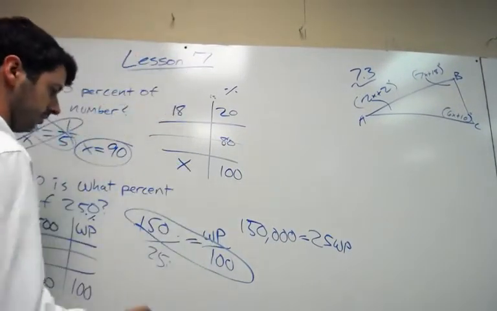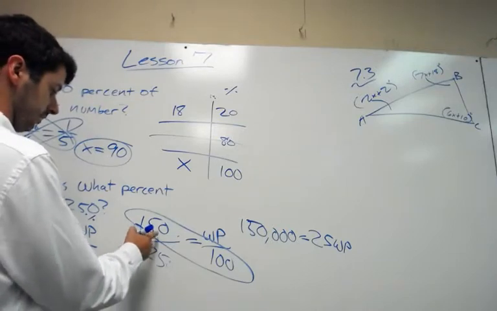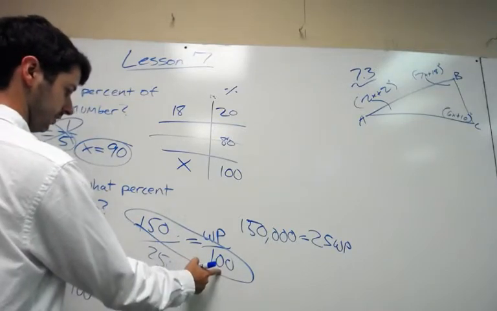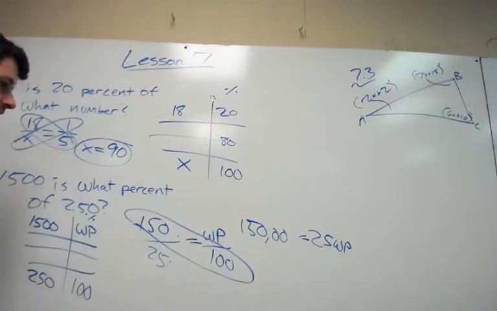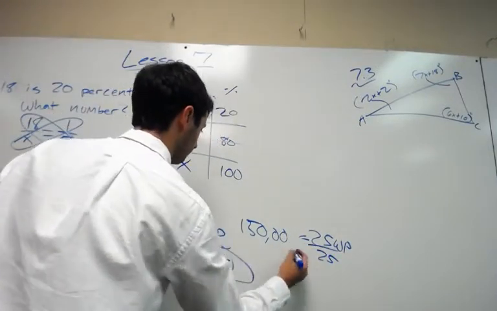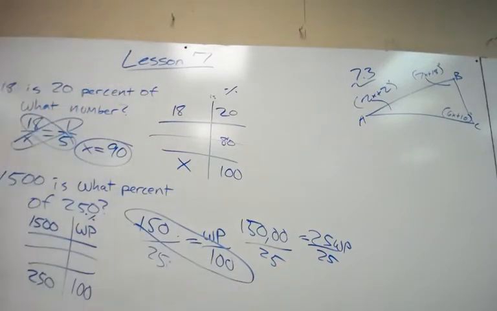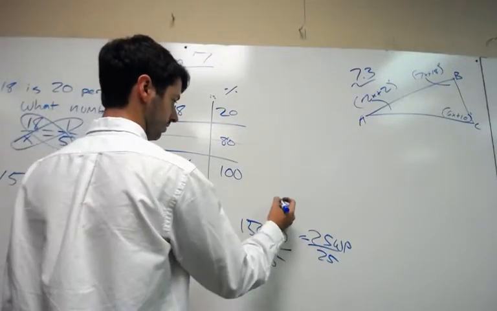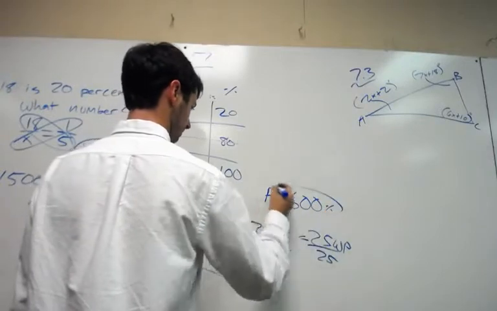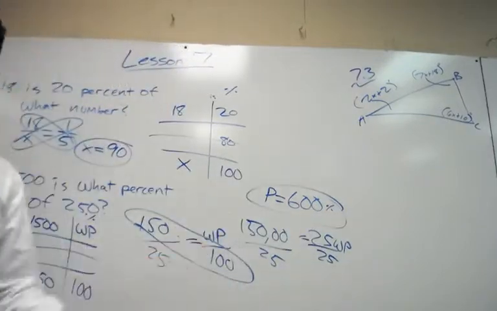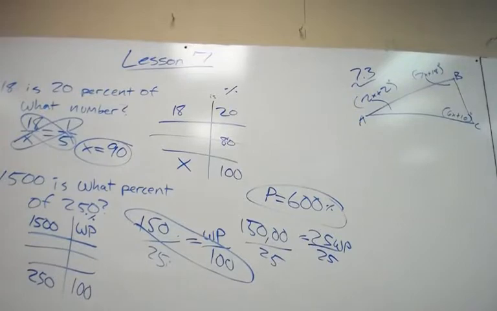Oh, sorry. It would actually be 150 times 100 be that. Then we divide by 25. And see that our answer is 600. So the percent is actually 600. And that would be your answer, and that's how you solve. So those are some percent word problems.